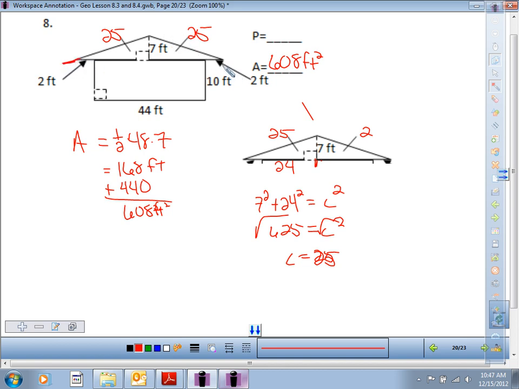That's 50, 52, 62, 106, 116, 118. So the perimeter of this is 118, and that's just feet. All right, so now we go to the next problem.